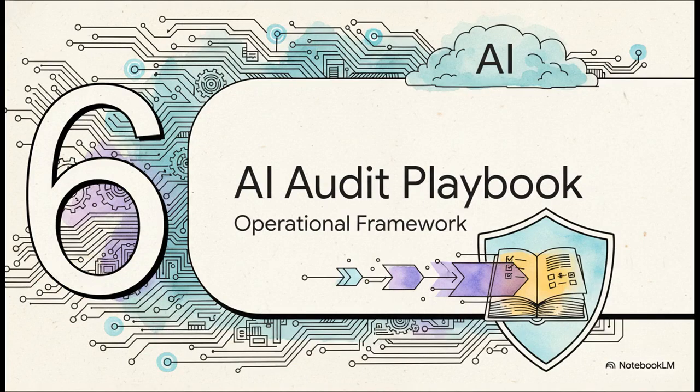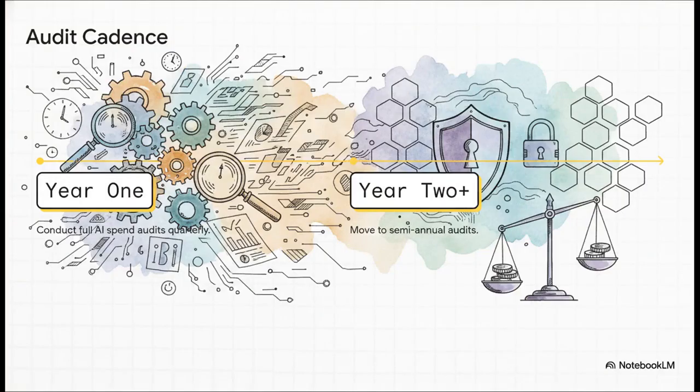Section 6, the AI Audit Playbook. All right, now that we've mapped the shadow spend and those sneaky architectural traps, how do we turn all of this into a repeatable process? Well, here is your recommended cadence. For the very first year of your AI FinOps journey, you've got to conduct a full forensic spend audit every single quarter. Why? Because the landscape shifts so fast. But once you've established that baseline visibility, you can safely pull back to semi-annual audits in year 2 and beyond.